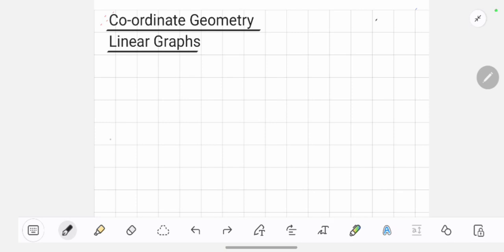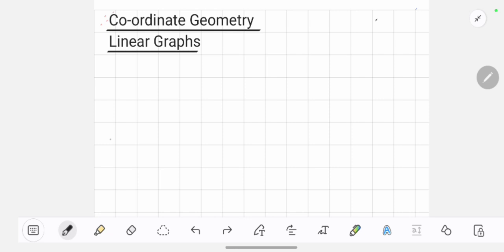Today I've brought to you an interesting topic and one of the common topics in O-Level mathematics, that is coordinate geometry. In this video I would cover the following subtopics. I will show you how to draw a straight line, that is a linear graph. I will show you how to find the gradient of a straight line, and I will show you how to find an equation of a line. So to start with, I would start with linear graphs. Linear means straight line, so all linear graphs are straight lines.